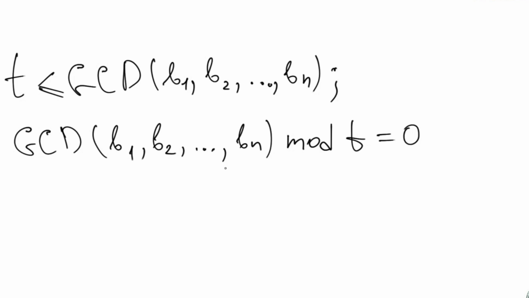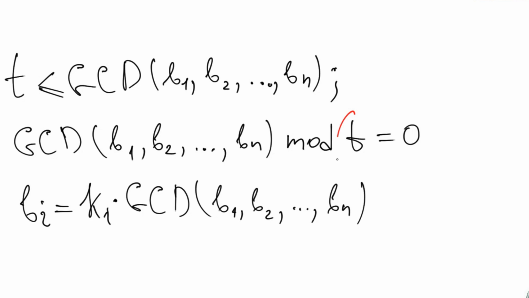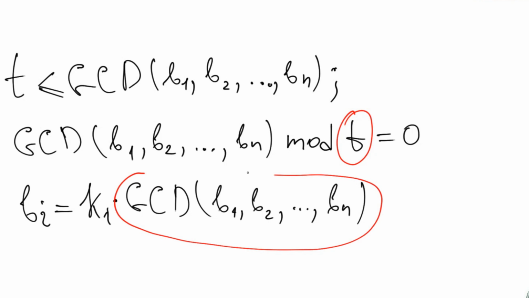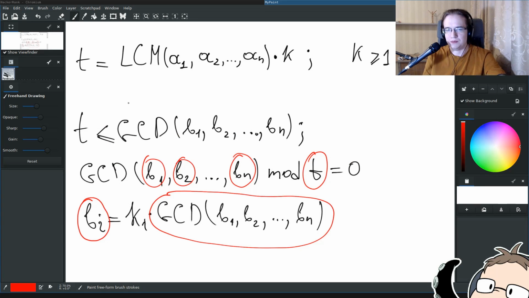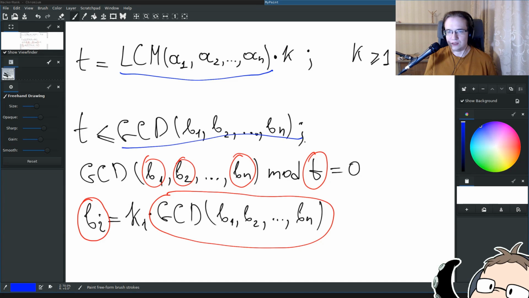Because what is any number from the second array? Let's actually denote it as bi. What is that number? It's some kind of number which is a factor of that number multiplied by GCD of all of the numbers of the second array. So if you have a number that divides GCD, you actually divide the number itself. And by that, you can divide any number from that array. Basically, to solve that problem, we have to calculate LCM of the numbers of the first array, iterate through the k until t is less than GCD of the second array, and constantly check that that t divides GCD of the second array, and just count how many numbers that satisfy that condition you encounter.